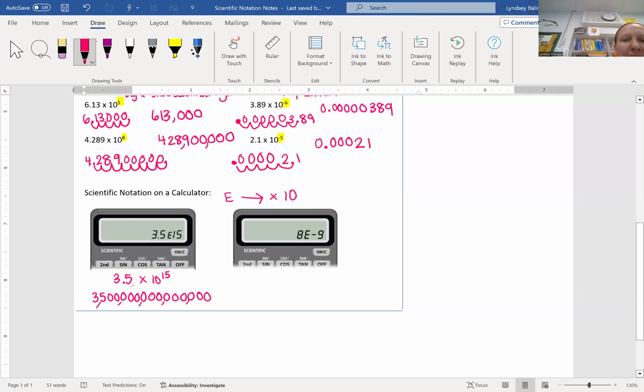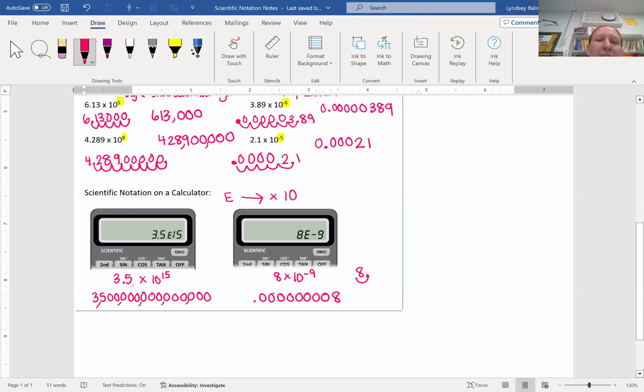And then our other one, I see E-9. So this is going to be 8 times 10 to the negative 9th power. Which means I would move my invisible decimal, if I put it here, I would move it once. And then I want to move it 9, so I have to move it 8 more times. So I need 8 zeros. And there's kind of a shortcut you can do here like I am. So 0.00000008. And that is our answer for that one.